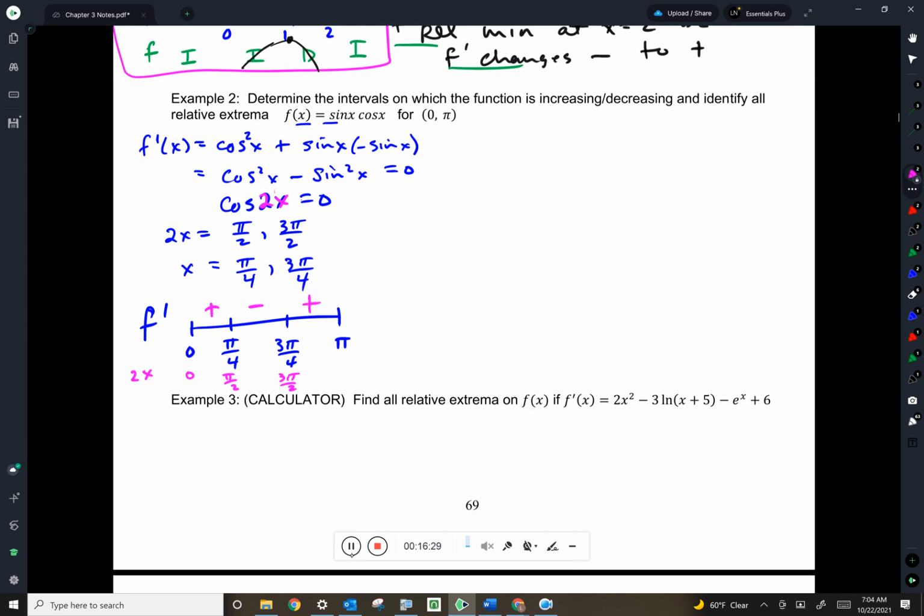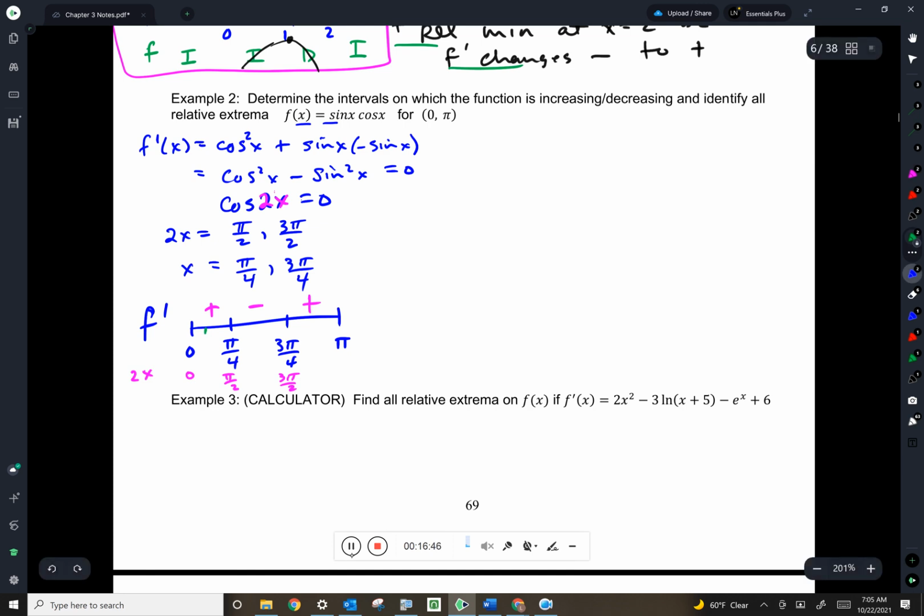Okay, if you didn't catch what I was doing with the positive or negative, just pick a test point and plug it in. Like maybe in this first interval you pick pi over 6, and then plug it in and see what you get. I just think it's easier with trig functions to think quadrants.